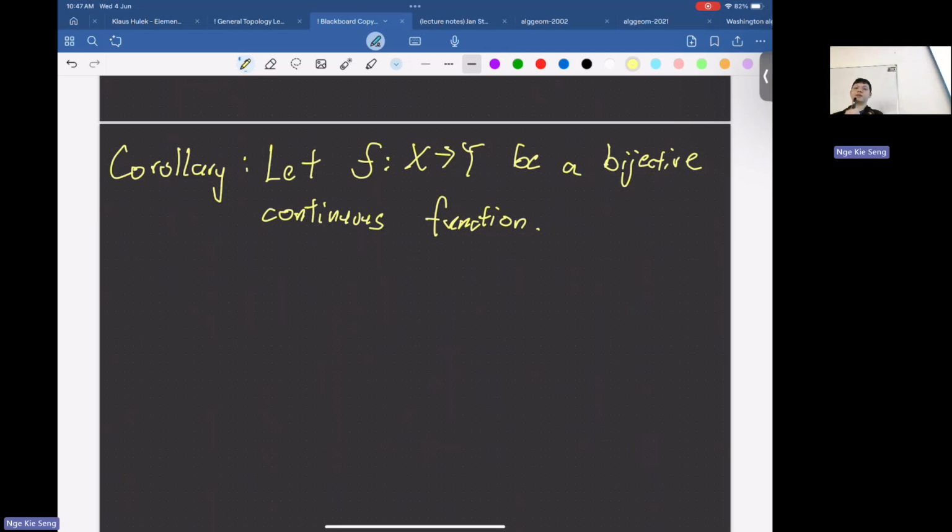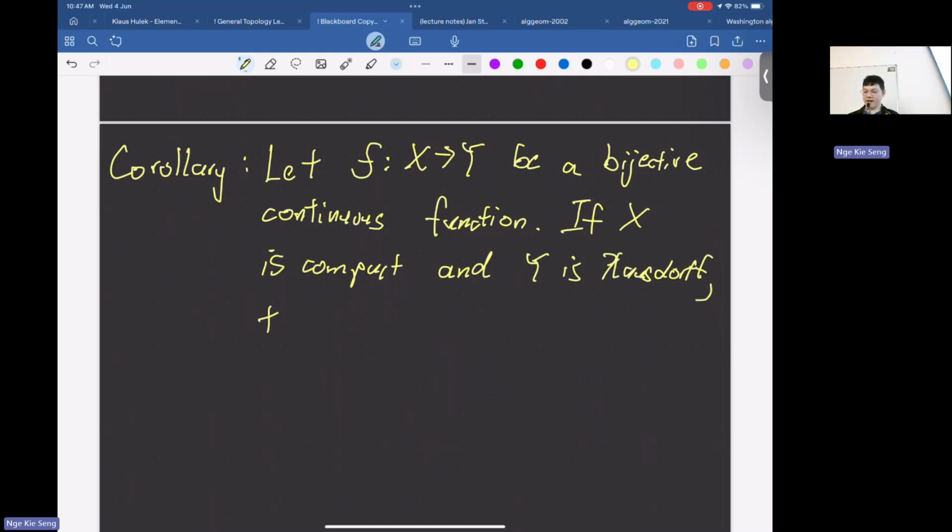Its inverse is continuous. But if you know that your domain is compact and your codomain is Hausdorff, no need to check the inverse already. Then F is a homeomorphism. These two properties will make sure that your inverse is continuous. Very special. The property on the space can tell you something about the function. This one is very special. The property on the space forces your function to look like that.